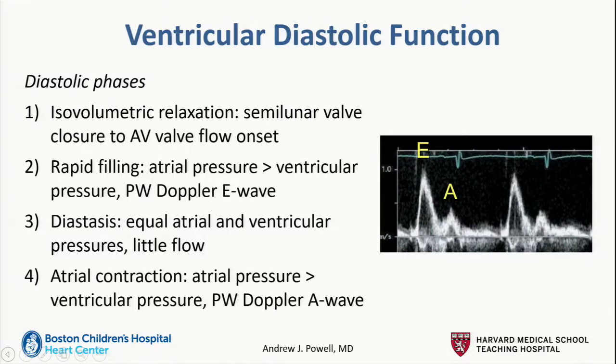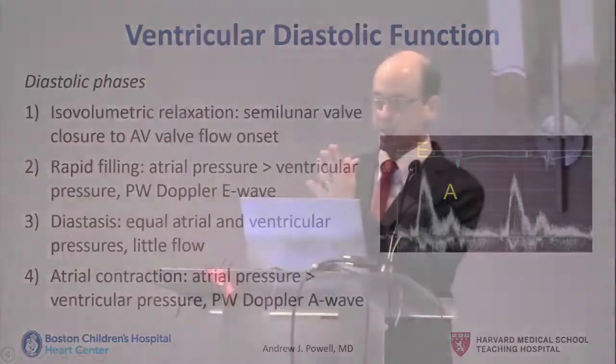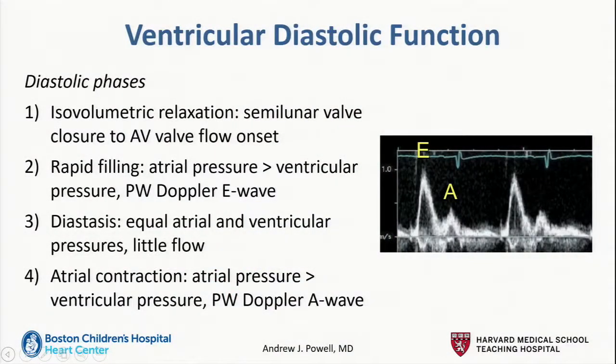So here the ventricle is in systole, it squeezes, it's finished systole, and then what first will happen is that the semilunar valve will close. So that valve is closed. You haven't yet had the mitral valve, for example, opening up. So there's a period of isovolumic relaxation when the semilunar valve is closed, but before you have onset of AV valve flow. The next phase of diastole is rapid filling.